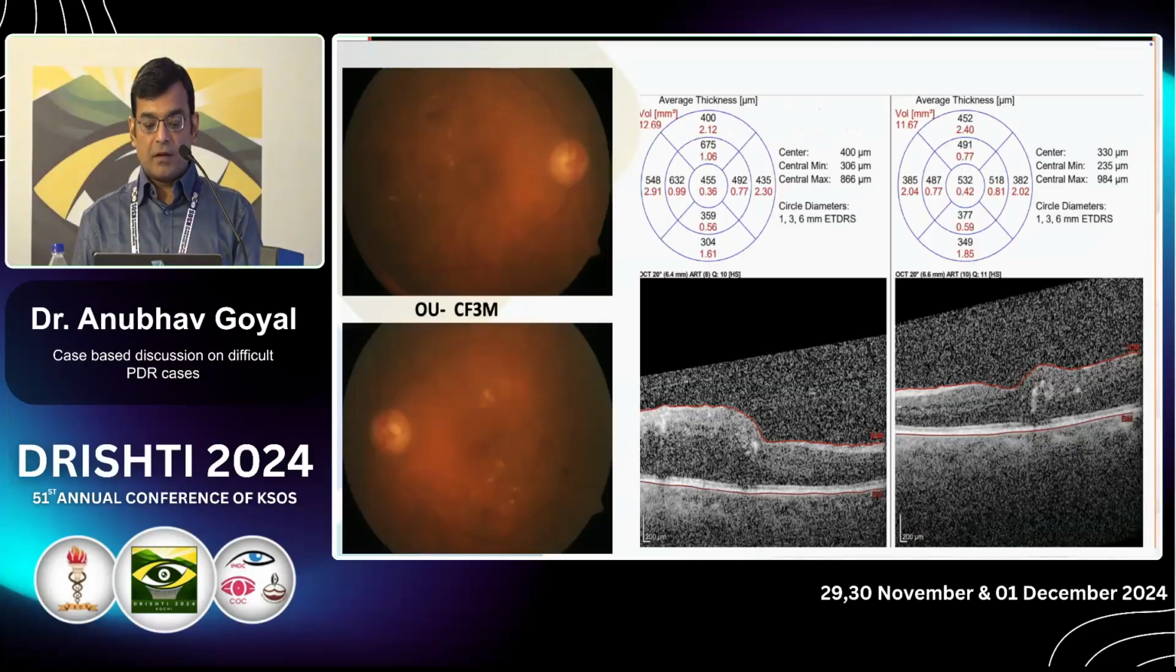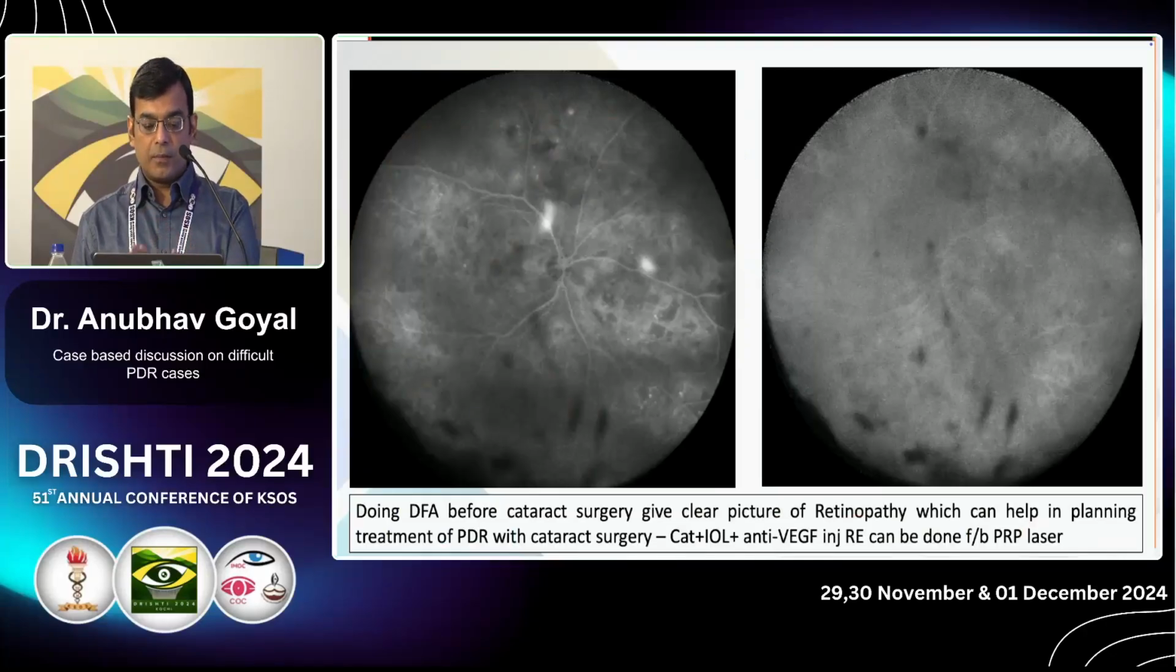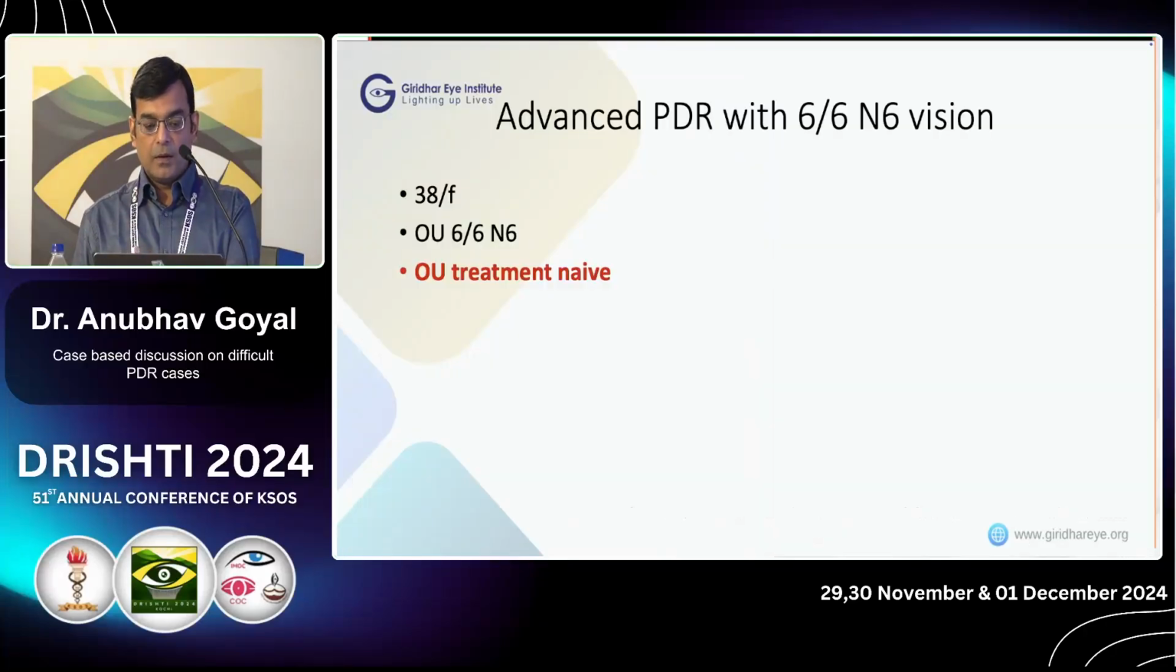In a patient with dense cataract who comes to the OPD with macular edema, it's better to do angiogram as the initial diagnosis. It's better for your understanding and the patient's understanding. If there is any PDR, you can plan cataract surgery along with anti-VEGF, which will take care of the edema also. An advanced PDR with 6/6 vision is a very good case.